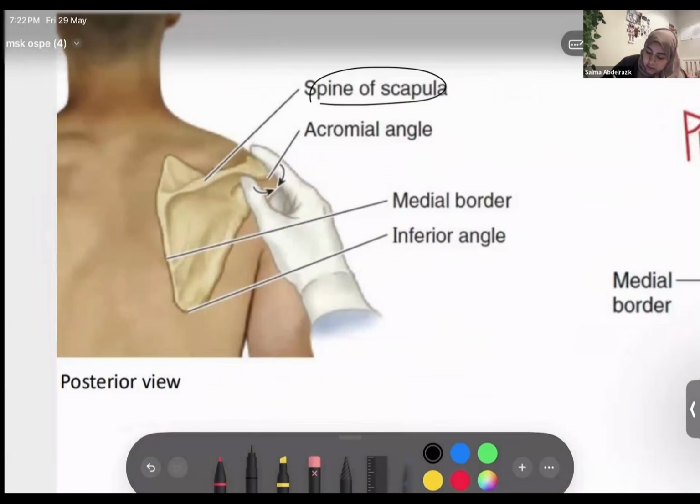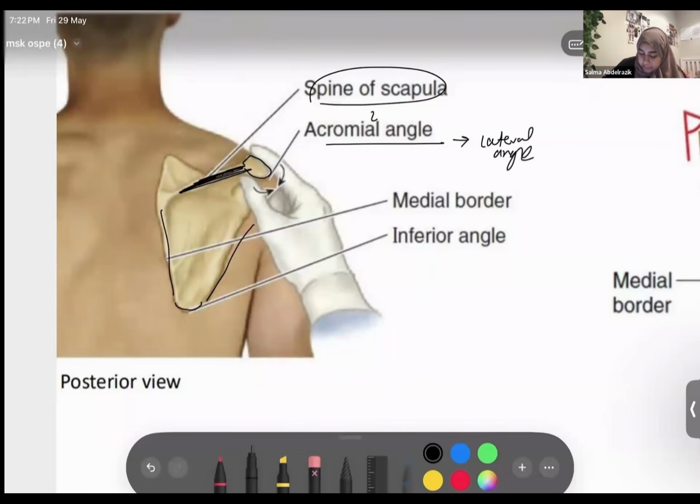You have the spine of the scapula. Acromion angle is basically a connection of the spine itself. Sure? Acromion angle, like we said, acromion is lateral, so it would be the lateral angle. You have the medial border, inferior angle, lateral border. Cool?